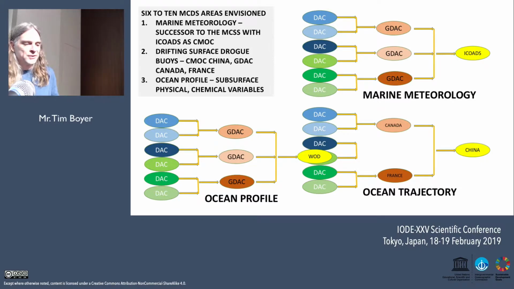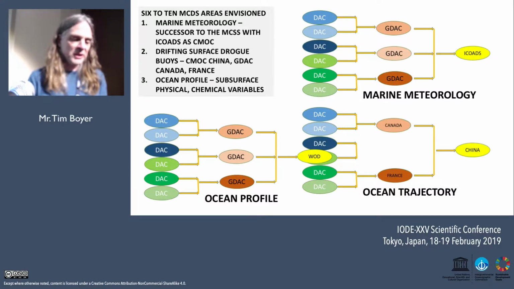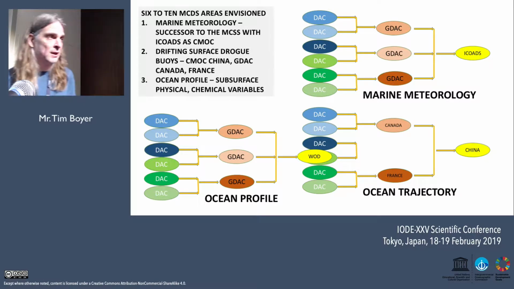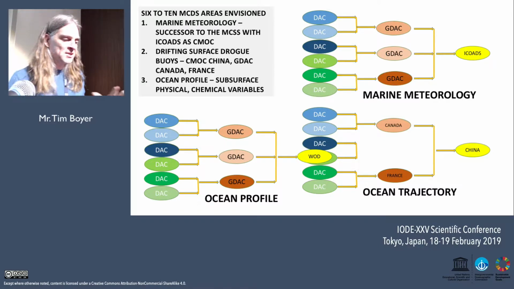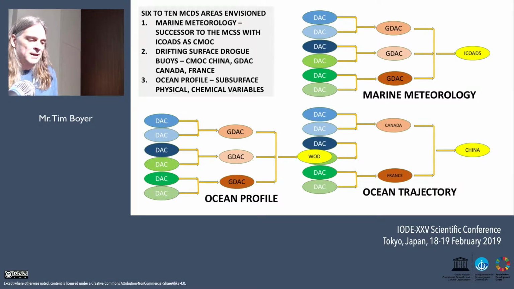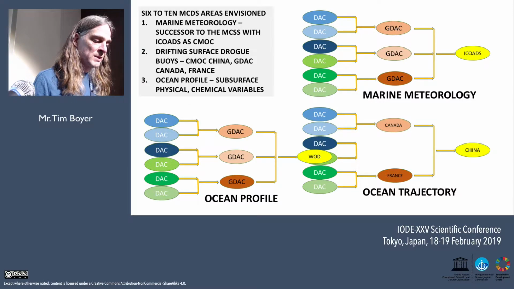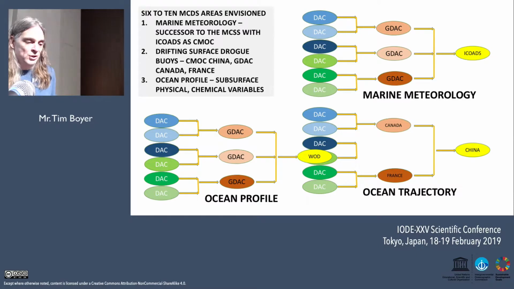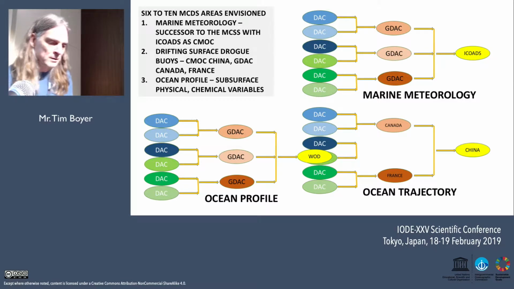So to break that down and simplify it a little bit, you see here the DACs flowing into the GDACs and up to the CMOCs. And so 6 to 10 areas are envisioned for the Marine Climate Data System. The basic idea came from the Marine Climatology Survey Scheme, which has been around for quite a number of years to get oceanographic data, marine met data to centers to create maps, climatologies of regional weather conditions.